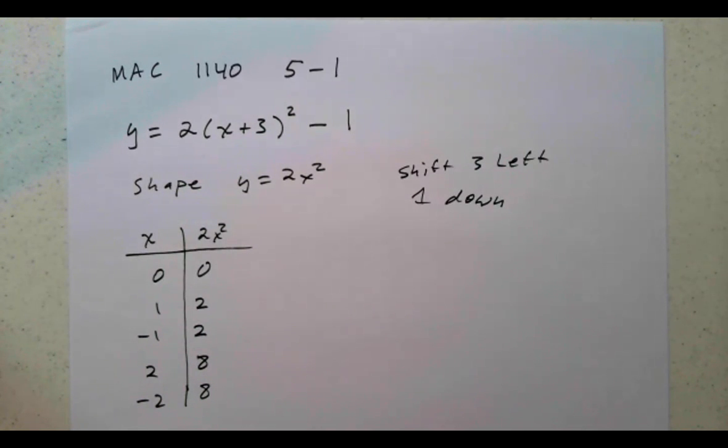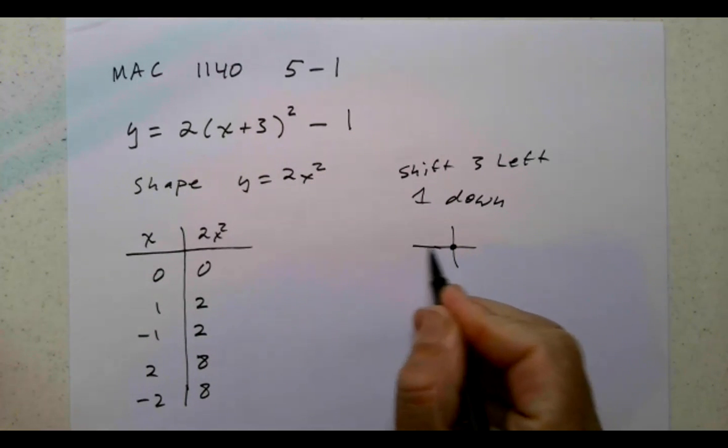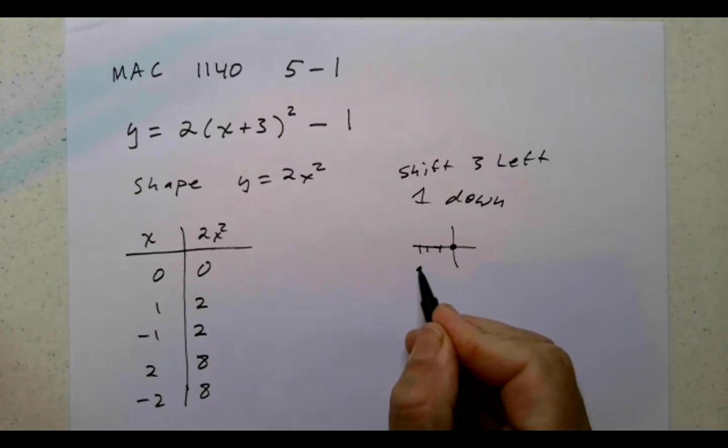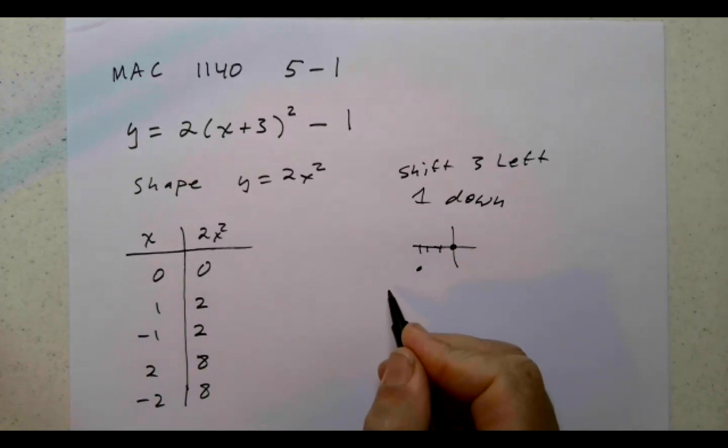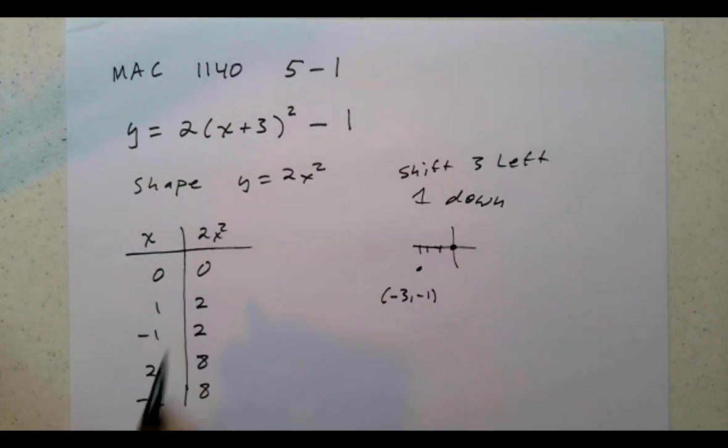So shifting 3 left and 1 down, so normally we start at 0, 0. Shifting 3 left, 1, 2, 3, and 1 down means I am where? Means I am at the point negative 3, negative 1. That's my starting point. That's going to behave like 0, 0. So let's jump to Desmos if we can. So I will do that here, and we'll try to graph it.